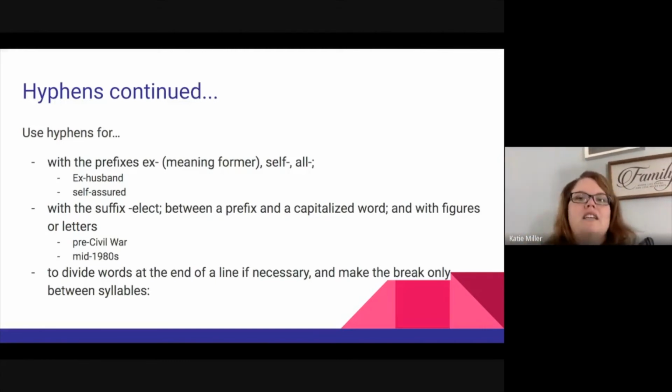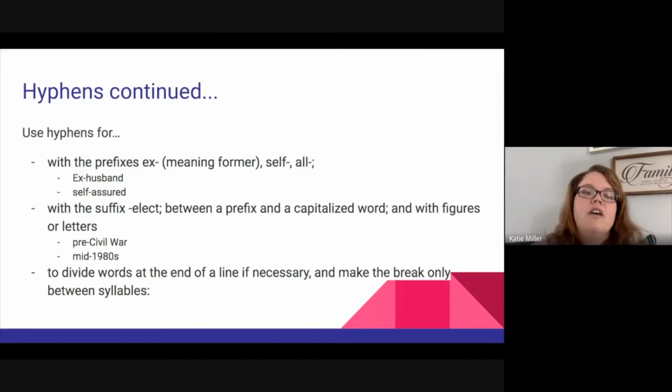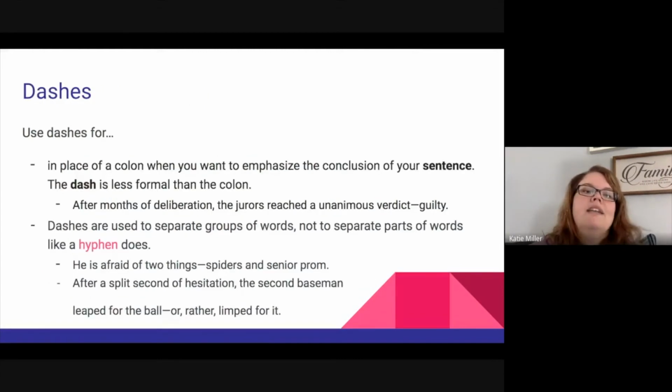This is mainly done in fictional writing. It's not really done in academic writing. So you're not really supposed to use this in your papers and stuff. But I just wanted to make sure you knew why that line was there if you're ever reading novels and stuff like that. Okay, now for dashes.